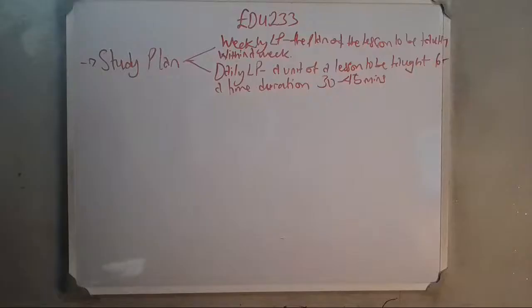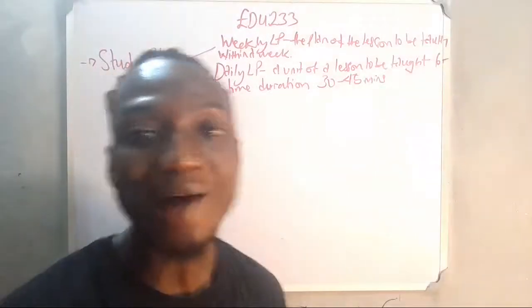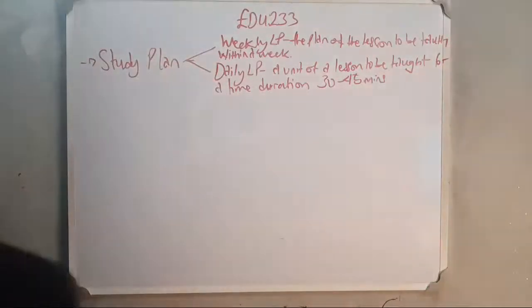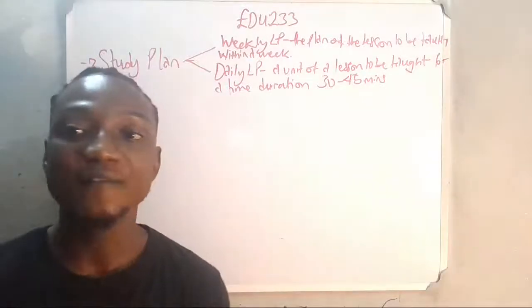Now we have some justification for a daily lesson plan, the DLP. Let's consider some of them. One of the justifications is that it helps the tutor, the instructor or the teacher to avoid errors. When your work is properly planned ahead, it helps you to avoid errors. That means as a tutor, you have what you are following.